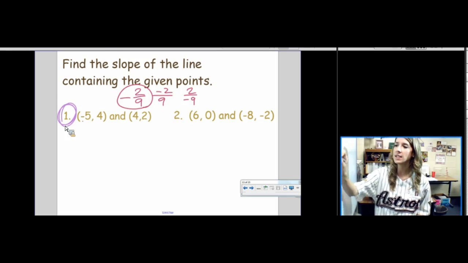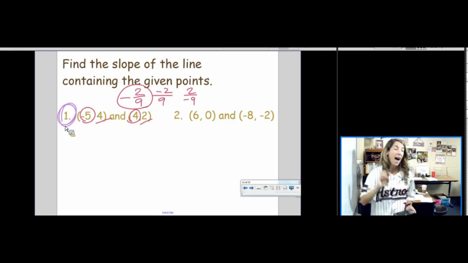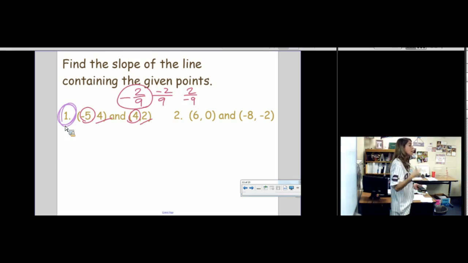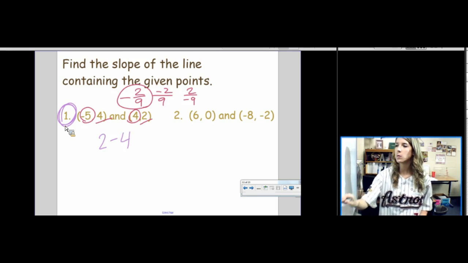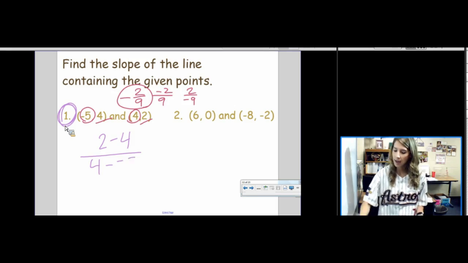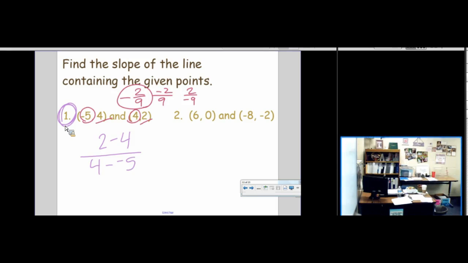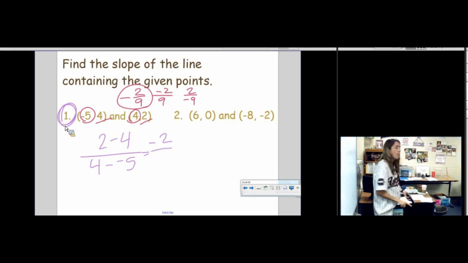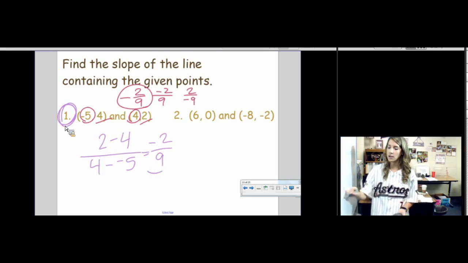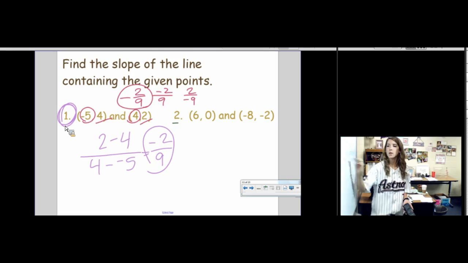If you have trouble with this, I would circle my x's and underline my y's, just like we used to do with distance formula and midpoint formula. Okay? So, y minus y over x minus x. On the numerator, you get -2, and on the denominator, you get 9. So 2 minus 4 is -2, and 4, what's a minus a negative? A positive. 4 minus -5, so there's our slope. Try number 2. Go.